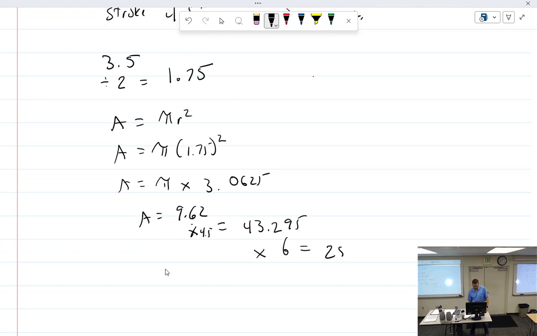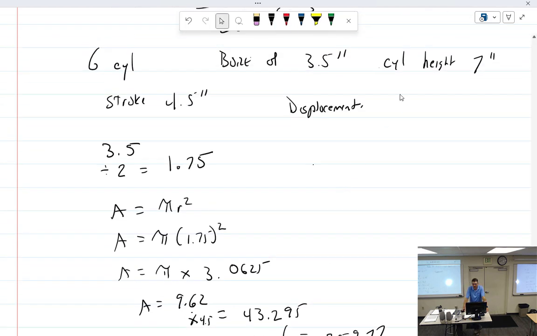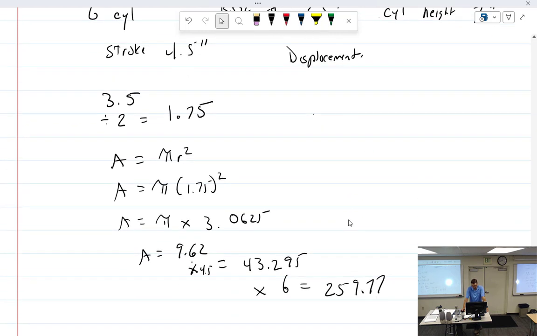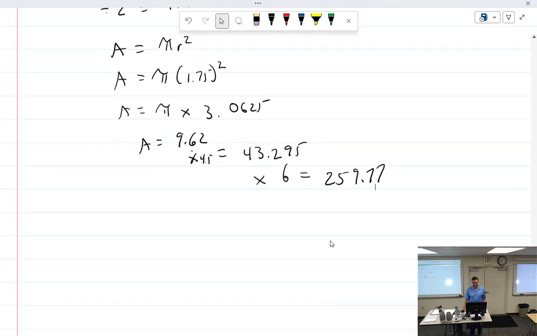Did you get 259.77? Yes, sir. All right. What'd you do with this 7 cylinder height right here? Ignored it. Just ignore it. It is nothing. Why would they give that to me? Boogeyman number? Red herring?